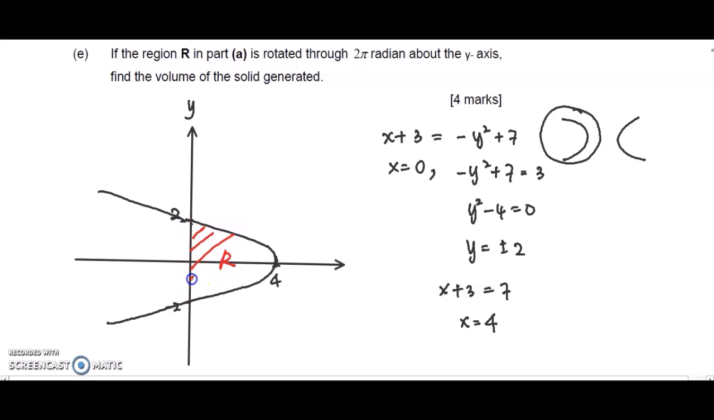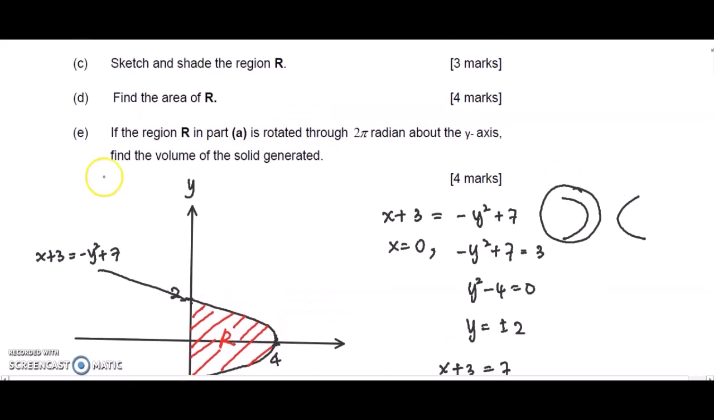And you got to label it as R to get the complete marks, yeah? Okay, so here I forgot to label my graph. That is my x plus 3 equals to negative y squared plus 7. Okay, this is the graph. So now you want to get the area.